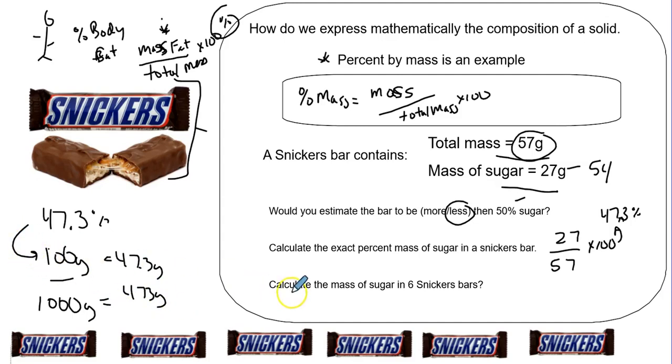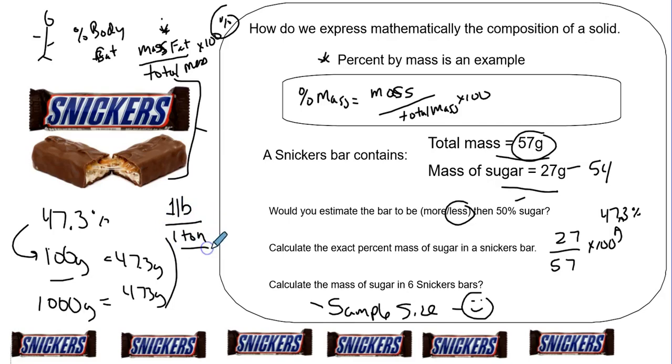Now, next question is, what would be the mass of sugar in 6 Snickers bars? We're trying to get you to understand that the sample size does not matter. Sample size can be any mass. If you had 1 pound of Snickers bars, if you had 1 ton of Snickers bars, what would be the amount of sugar? 47.3% of that. Now, calculating out the actual mass of sugar would be another option here.